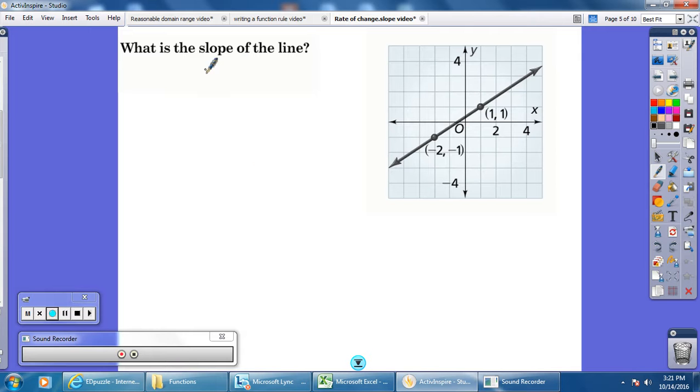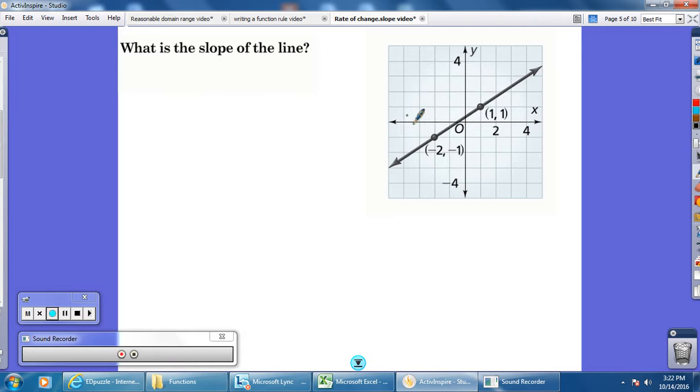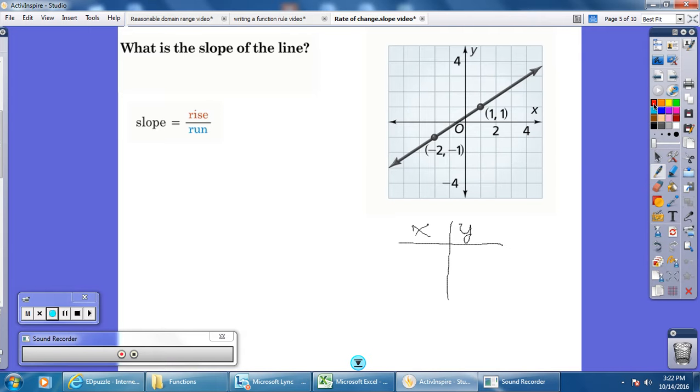What is the slope of the line? Okay, well I have 2 points here, so I can make my table with my x and my y's, or I have a graph. Now we can start calculating rise over run. Remember it this way, guys.